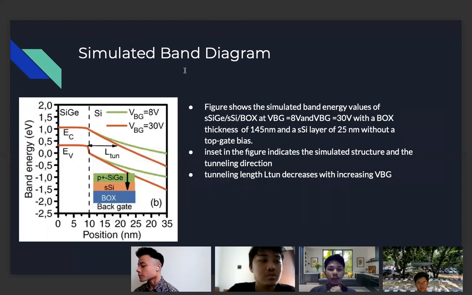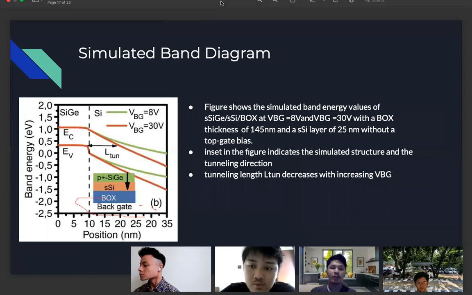So the next one is the simulated band diagram when the structure only uses one backgate. The structure uses silicon germanium, strained silicon with 25 nanometer thickness, and buried oxide with 145 nanometer thickness. And when we apply the gate voltage, the tunneling length decreases. Next.